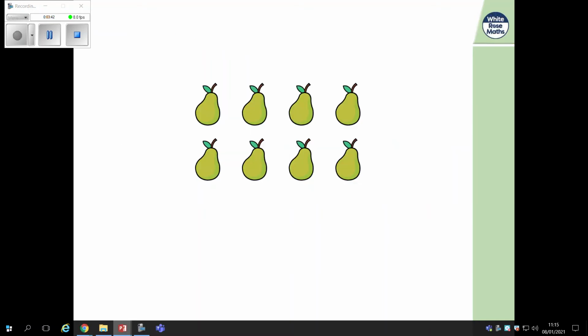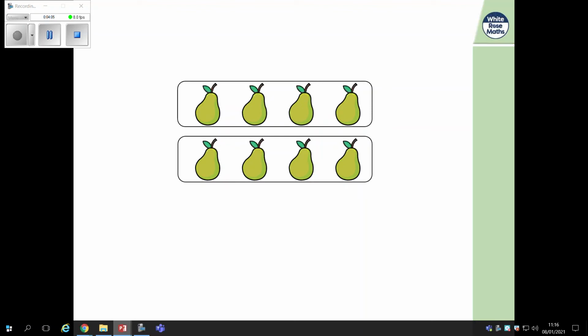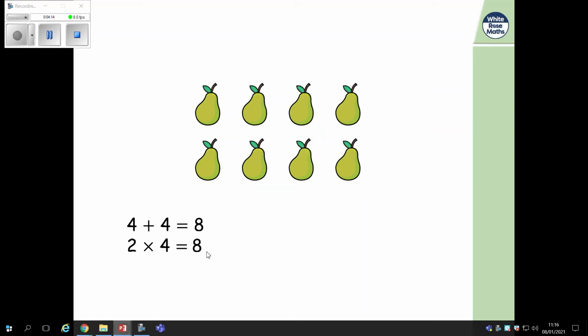So now we're going to be looking at these pairs. If you would like to pause here, then you can have a little think about your repeated addition and your multiplication sentence as well. So let's have a little look. So first of all, we looked at our rows. So there are 2 rows of 4. So that's 4 add 4 equals 8. Or like I said before, 2 lots of 4. So 2 times 4 equals 8.